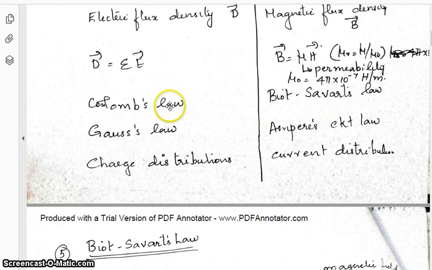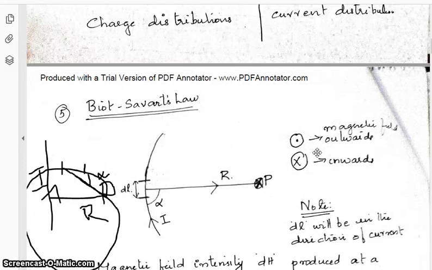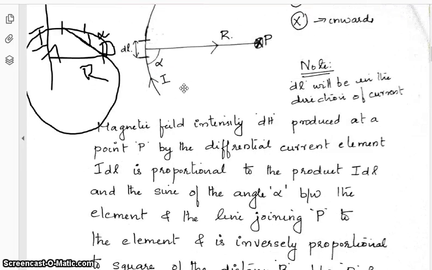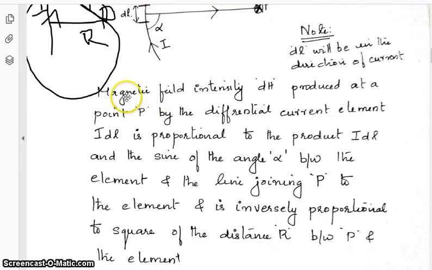Then Coulomb's law, the equivalent in magnetostatics, is Biot-Savart's law, Gauss law, and Ampere's circuital law. Here we were dealing with charge distribution, but here we will be dealing with current distribution. Now coming to Biot-Savart's law, this is the statement.